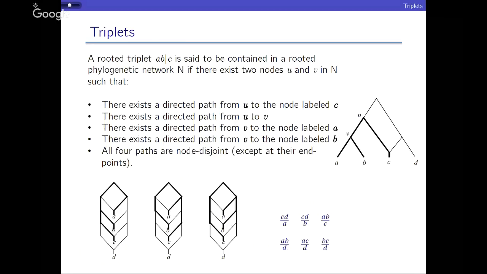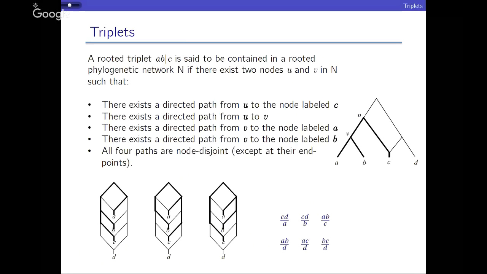But we can also have other combinatorial objects that we would like to put inside the network. So another possibility is to consider triplets, so a small subtree on three leaves. A triplet ab|c means that a and b are together, and c is outside.